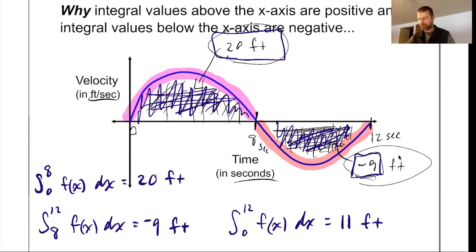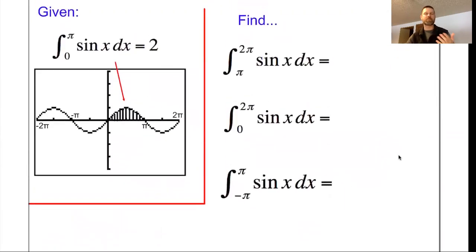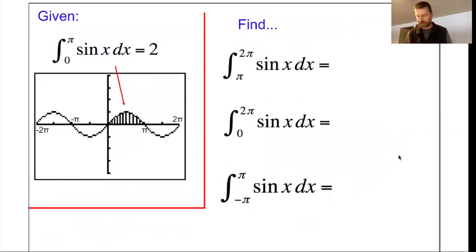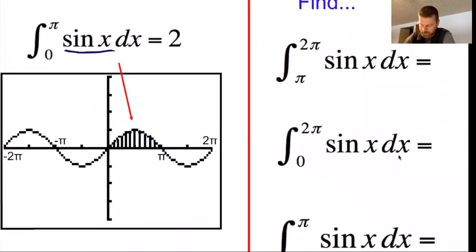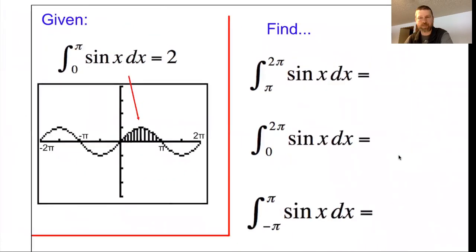All right, let's actually do a few problems. So here's what the problems you're going to see today. We don't know how to find integrals yet, but there's still some work that we can do. So for instance, if I told you that the value of this integral, sine of x dx, from 0 to pi, if I told you that that value was 2, you should be able to use your knowledge of sine to come up with these integrals. It might be a good idea to try to pause the video and see if you can do them on your own.